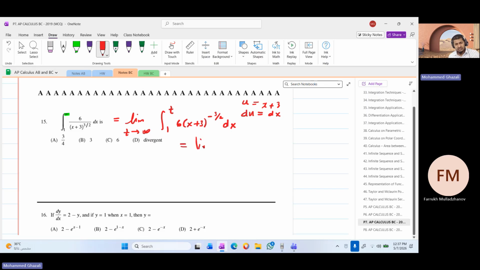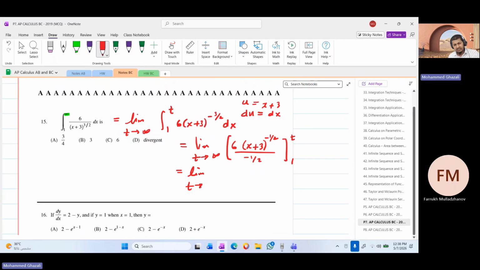So limit as t approaches infinity. Integrating this like normal, forget about what's on the inside of the bracket. It'll just be 6 times x plus 3 to the power negative half plus 1, adding 1, divided by negative half. Now you can't say plus c because we have values from 1 to t.